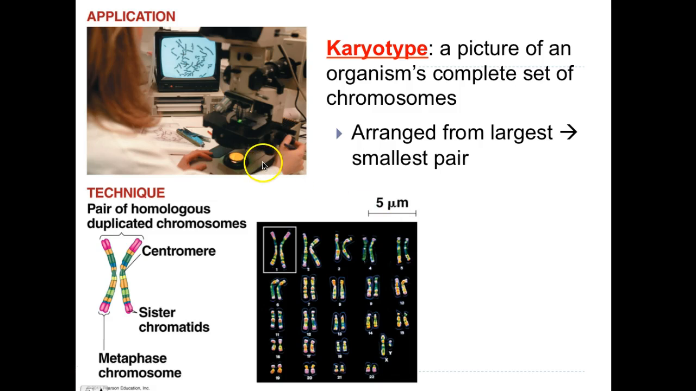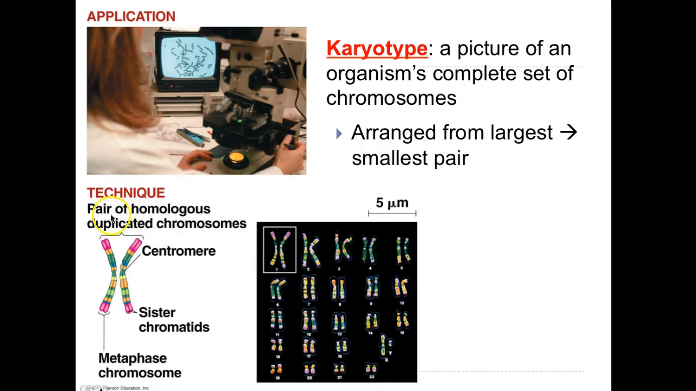If you look at a picture of the chromosomes lined up according to their homologous pairs, that is what we call a karyotype. A karyotype is a picture of an organism's complete set of chromosomes arranged from largest to smallest pair. At the end there you can see autosomal pair 22, and then of course you have the sex chromosomes, X and Y.